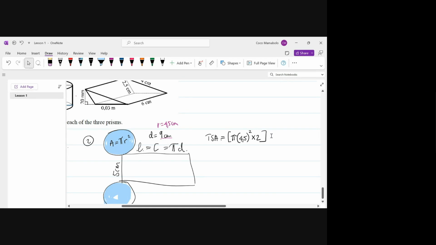And to this, we're going to add the area of the rectangle in the middle. So we're going to take the circumference, which is the length. So pi times the diameter, which is 9, that's the length, times the breadth, which is 5 centimeters. All right, and we're going to punch that into the calculator. Somebody give me an answer.